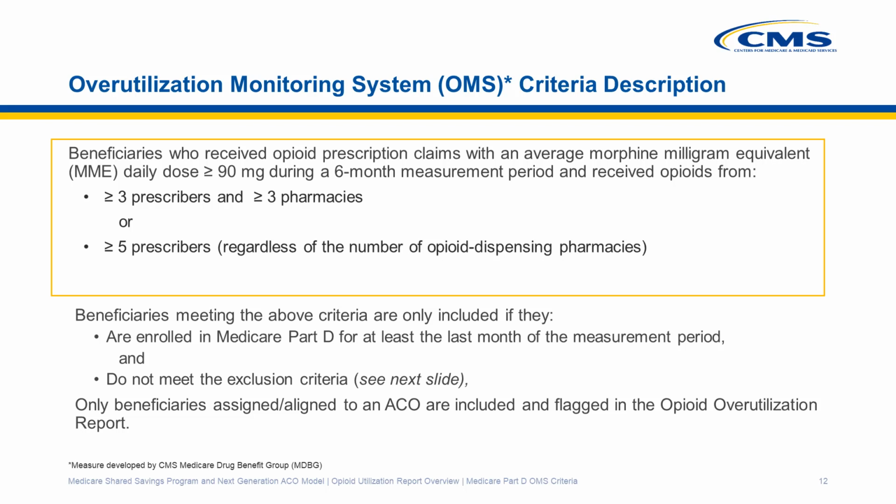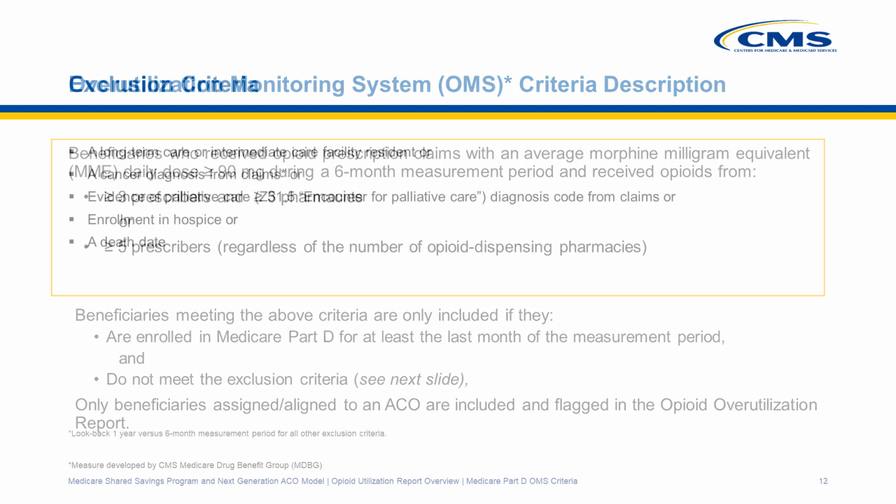These steps and equations used for calculating the MME are presented in future slides. CMS counts prescribers who have the same single taxpayer identification number in the Medicare Provider Enrollment Chain and Ownership System, or PECOS, as a single prescriber. The measure refers to any provider who prescribes opioids and is not specific to ACO providers. The next slide lists the beneficiary exclusion criteria.